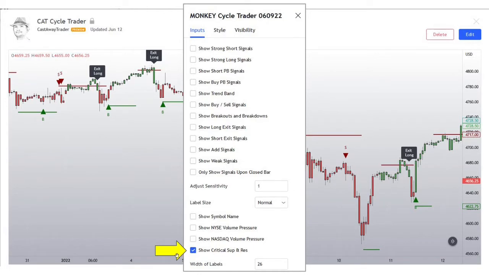So this is the huge menu. You can double-click any element drawn by that indicator and you will get to that menu. And if you uncheck everything that the indicator does and leave only one option, which is called critical support and resistance, this is what you will get, the subject of today's video.